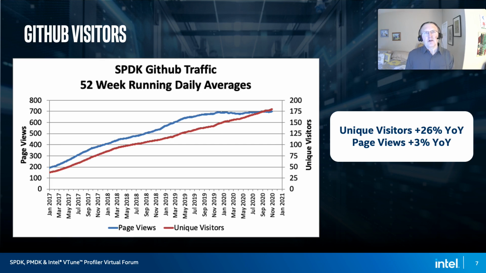And we also like to look at our GitHub statistics. So really tracking how many people are downloading SPDK from GitHub, who is going out to the GitHub site to view documentation, etc. We continue to see this increase. The number of page views has been similar to the last year, but we're seeing about a 25% increase year over year on the number of different people that are coming to SPDK on a daily basis.